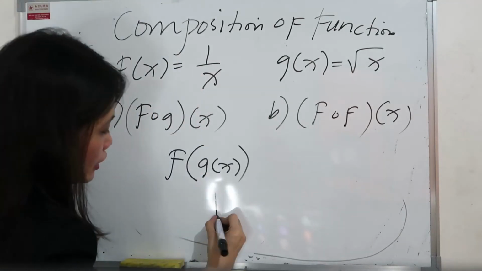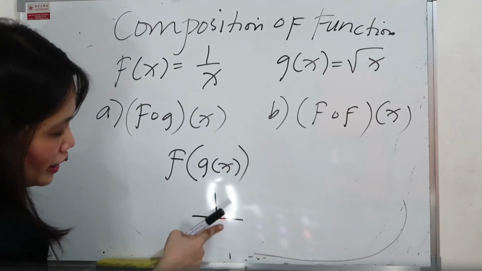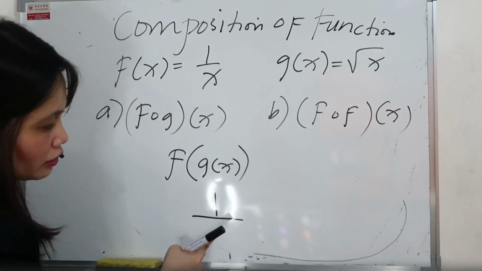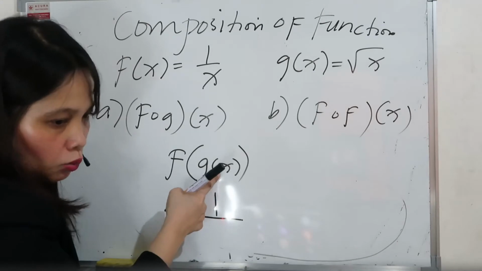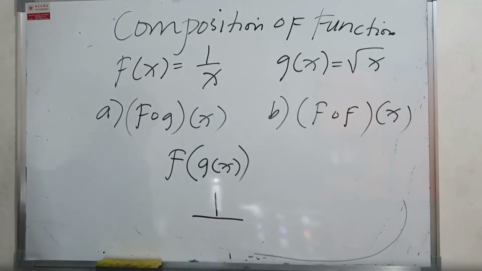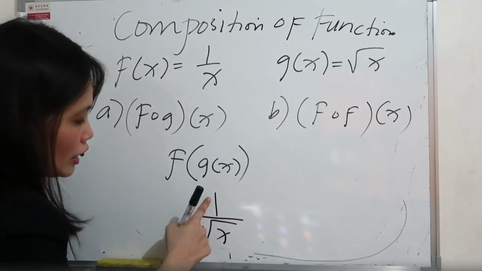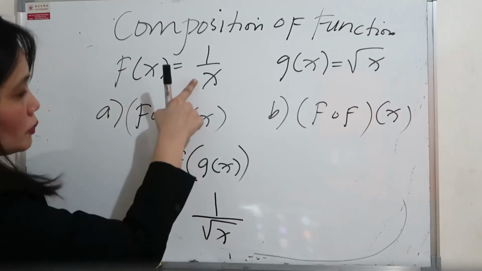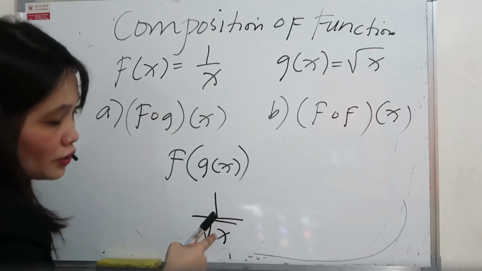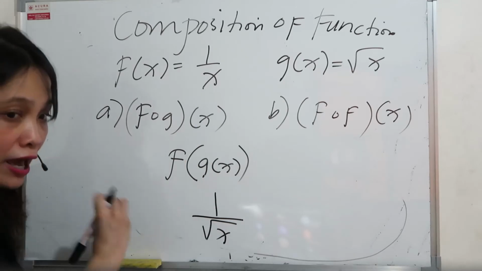So that would be 1 over, okay? Instead of rewriting x, you need to replace it with your g of x. What is your g of x? Okay, square root of x. So that will become 1 over square root of x. So you replace x with your g of x. In short, g of x goes inside f of x.